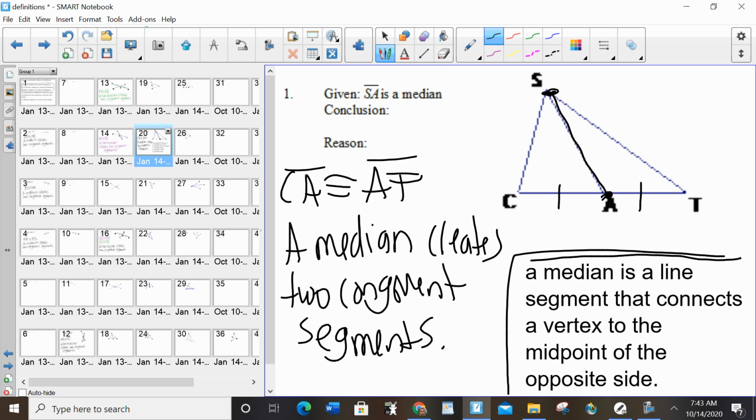What it is right here. That's important in this course overall. A median is a line segment that connects a vertex to the midpoint of the opposite side. For this lesson, what I'm more concerned about is what it does. And what a median does is it creates two congruent segments, just like a midpoint, just like a line bisector.